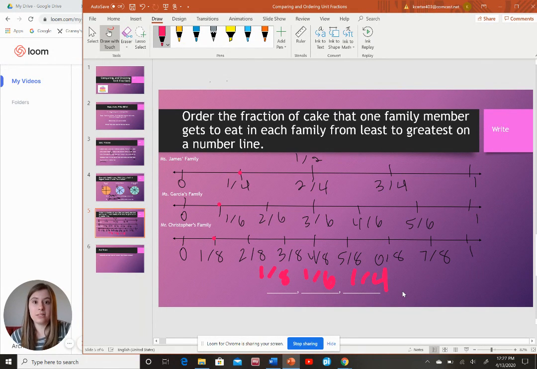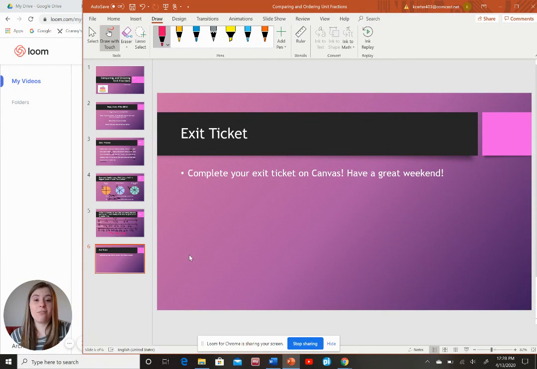Okay, we're going to be practicing using number lines to do problems like this, continuing into next week. But before we get to that, I want you guys to hop on Canvas. You're going to have one exit ticket to do, and once you're done with that, you're all good for this week. Have a great weekend, guys.